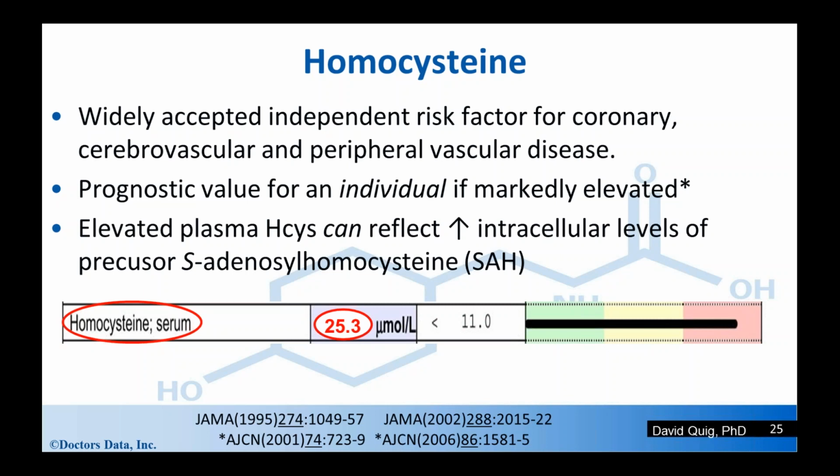But there's a new development, and that is that elevated plasma homocysteine may simply be reflecting something more significant, and that is increased intracellular levels of its precursor, S-Adenosylhomocysteine, which we'll refer to as SAH. And here's the homocysteine level in our patient, as if the other biomarkers weren't bad enough. She had a remarkable homocysteine level of 25.3. You don't typically see that.